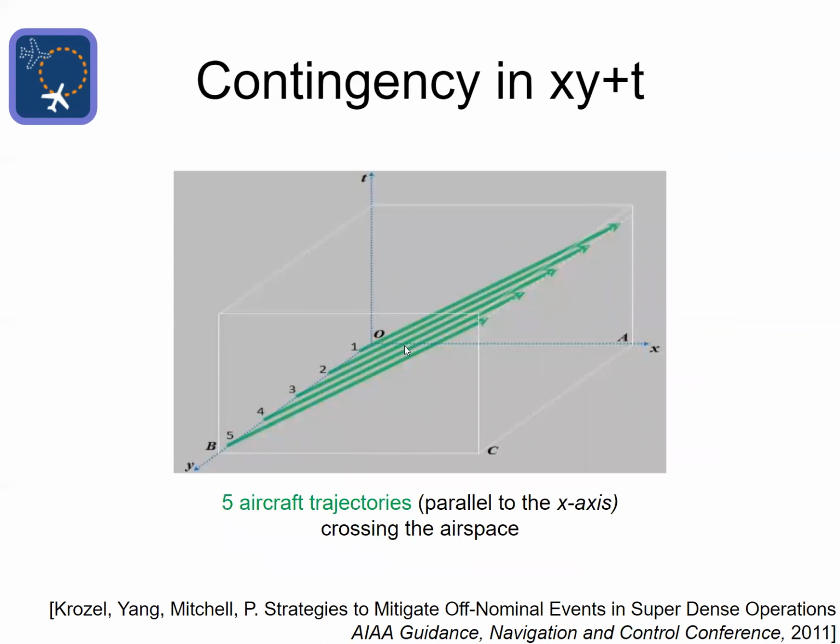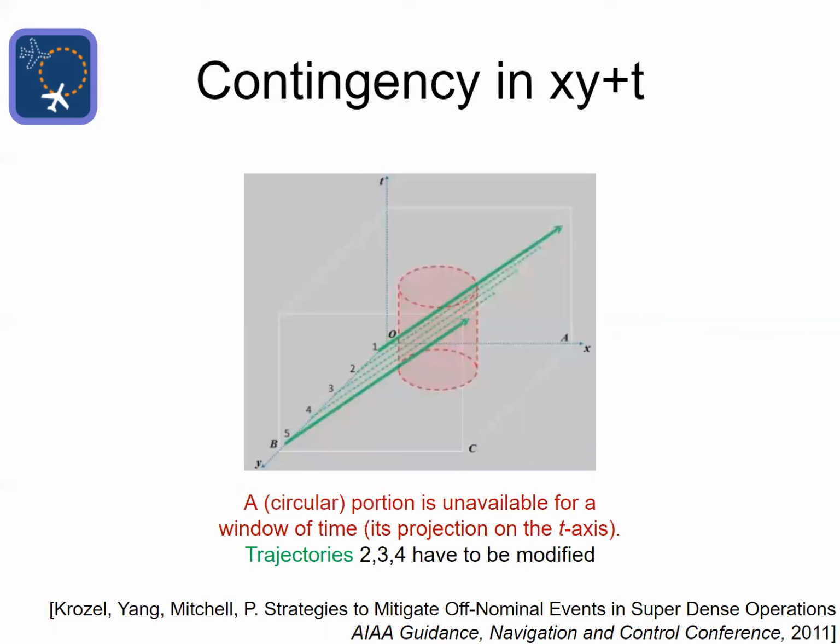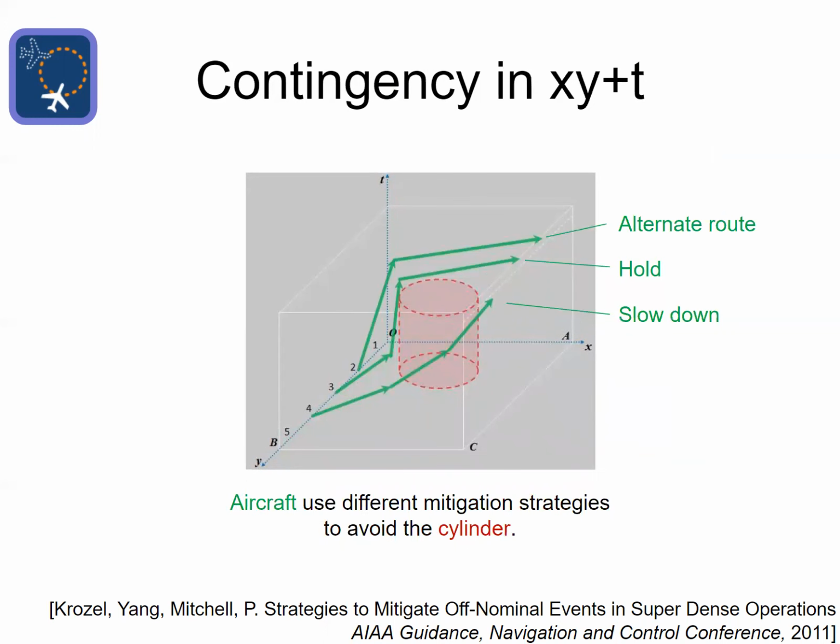And you can similarly do it in XYT again. So there are a few aircraft, and then maybe there is some unavailable airspace, some cylinder, and you want to go around this obstacle with your paths.